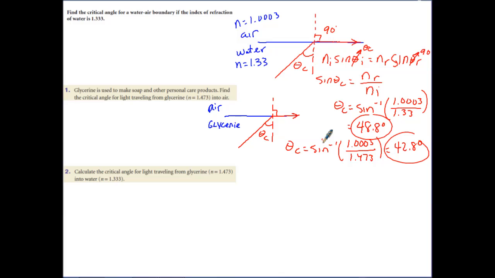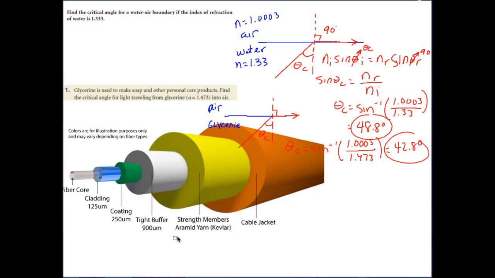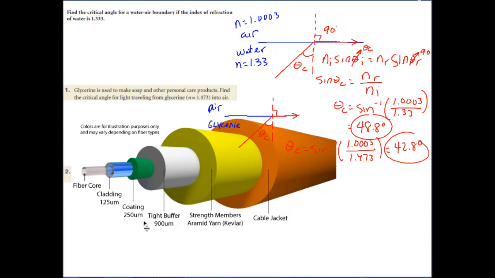Our last example here: calculate the critical angle for light traveling from glycerin into water. Now I'm going to use this example to show you the construction of fiber optics. So here we have a fiber optic cable, which I picked off the internet. Let's take a look at the construction here for a second. We have some fiber optic core. This is where we're going to send the light beam through.